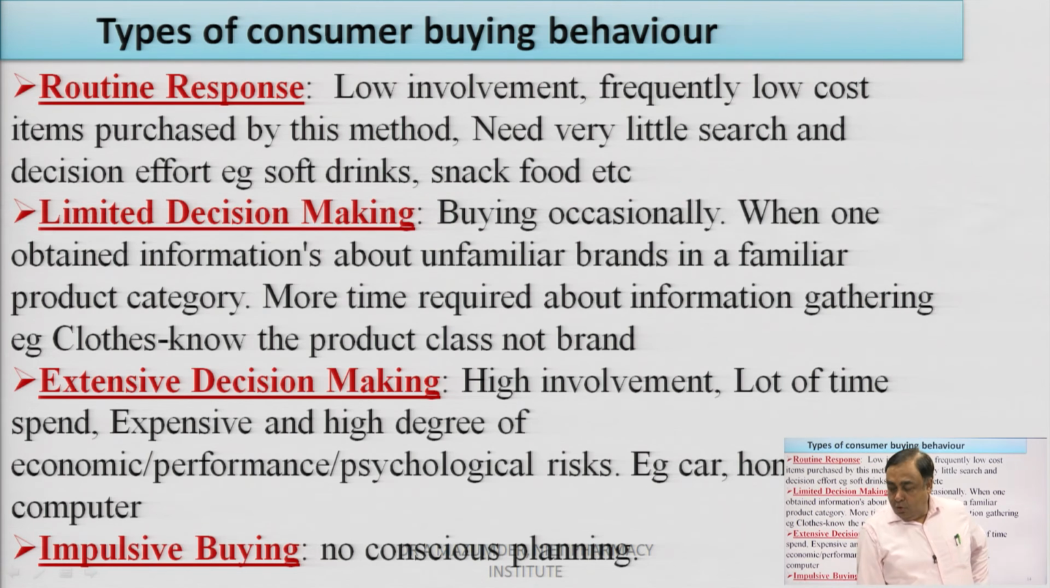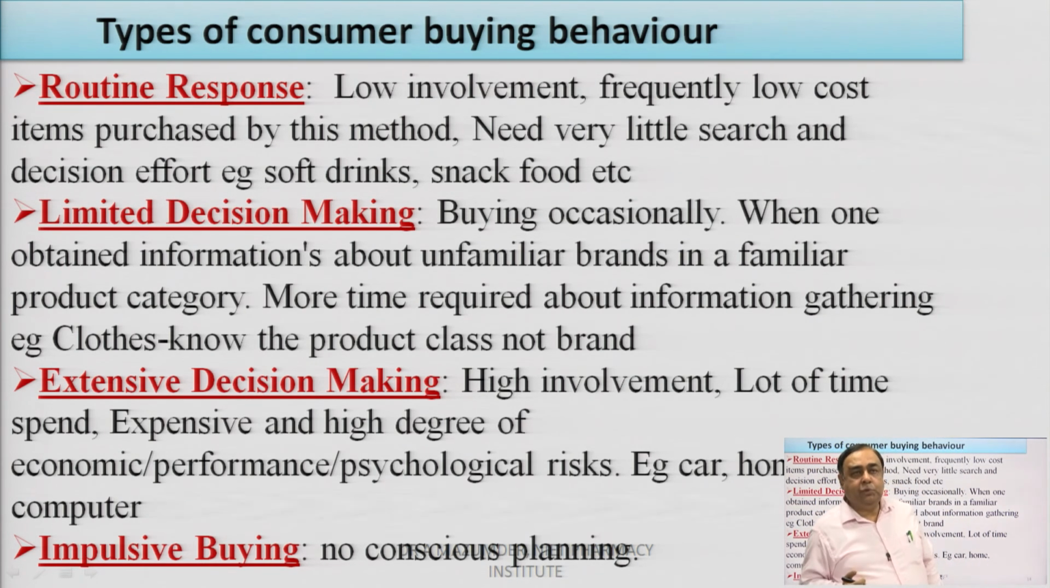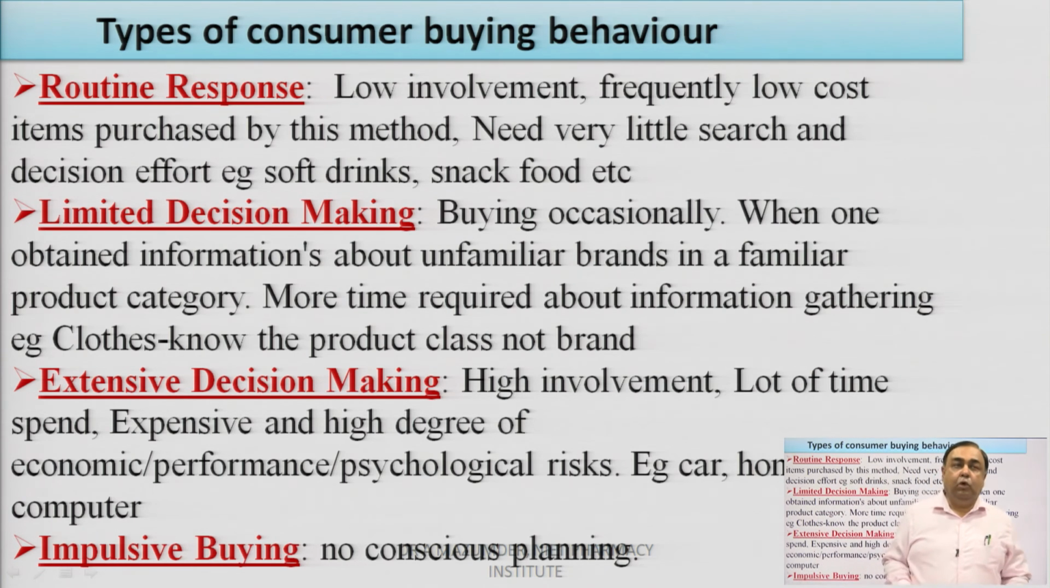Type of consumer buying behavior. Whenever we are buying, some are routine purchases, and for some we have to think a lot, do a survey, and do homework before taking a decision. So, the buying behavior is basically of 4 kinds. Routine response, where low involvement is required, frequently low cost items are purchased, and we take very little time to take a decision. Say for example, what food we will eat in lunch or breakfast, it takes only a fraction of a minute to take a decision.